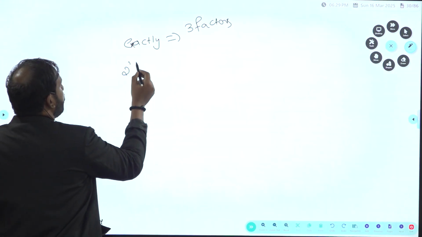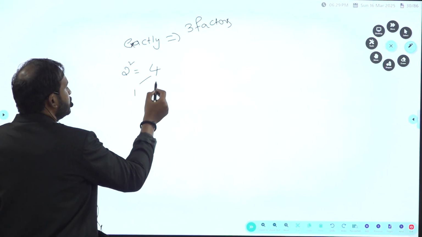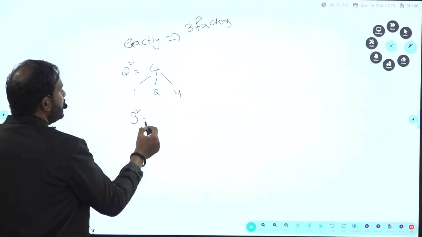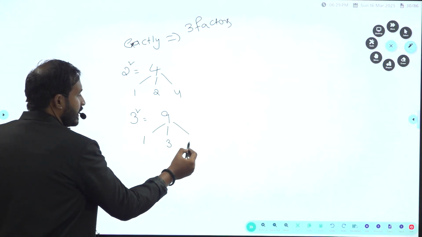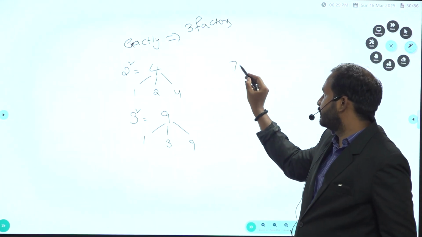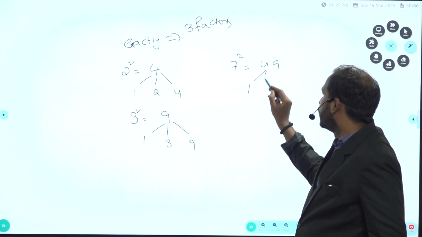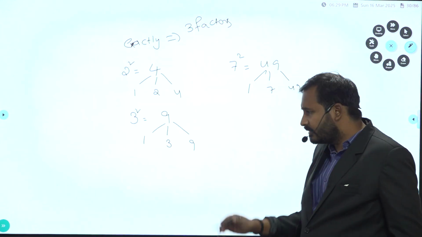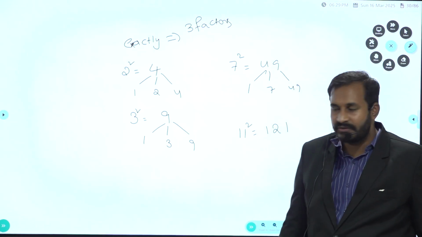What is 2 square? Which is 4. How many factors does 4 have? 1, 2 and 4. If you see 3 square, which is 9, the factors are 1, 3 and 9. We will go with a little bit higher number, 7 square. What is 7 square? 49. What are the factors for 49? 1, 7 and 49. We will go with 11 square. What is 11 square? 121.